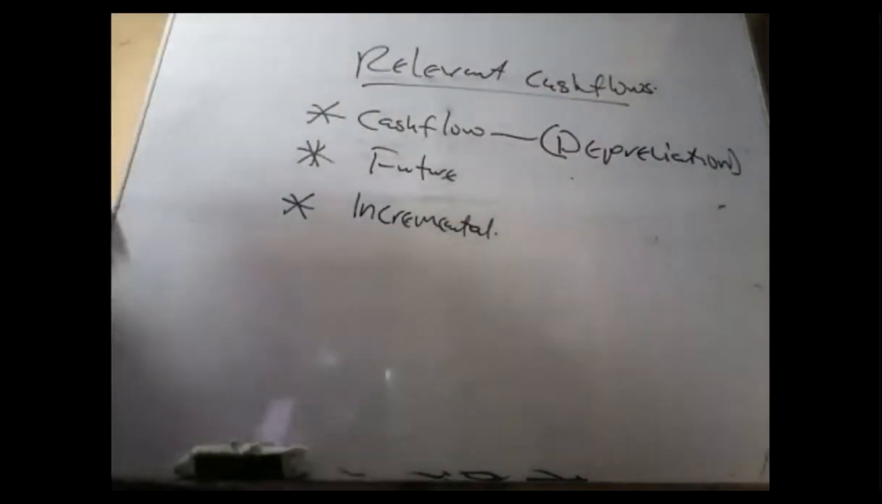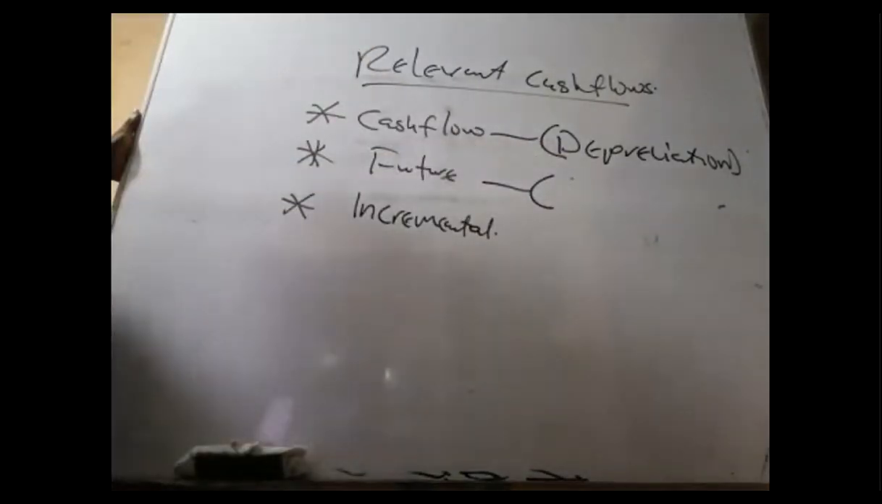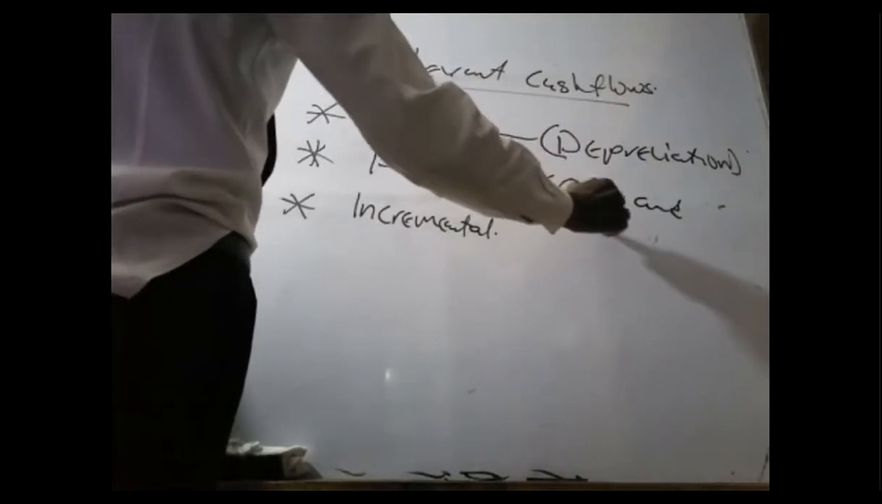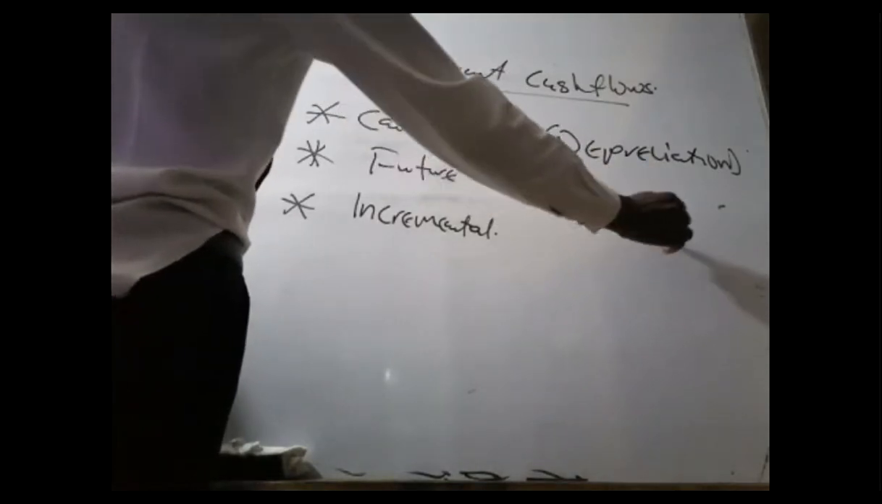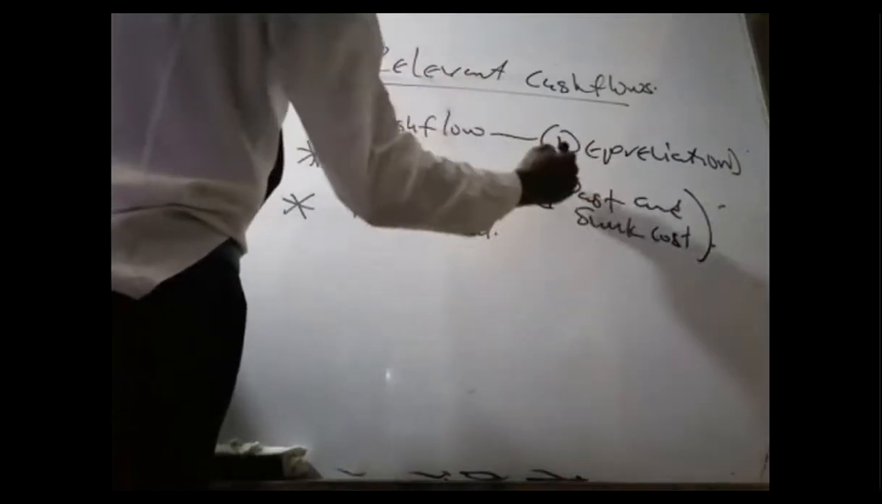So do not include depreciation in NPV calculation, not at all. Number two, cash flows must be in the future. It means that past costs and sunk costs are irrelevant. Past and sunk costs are what? Irrelevant.